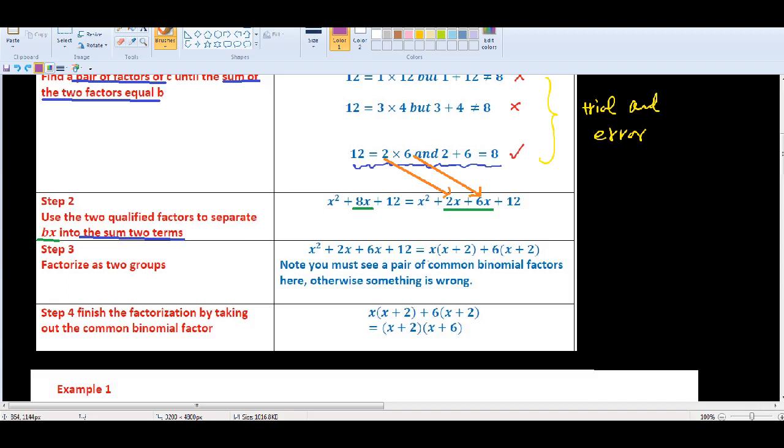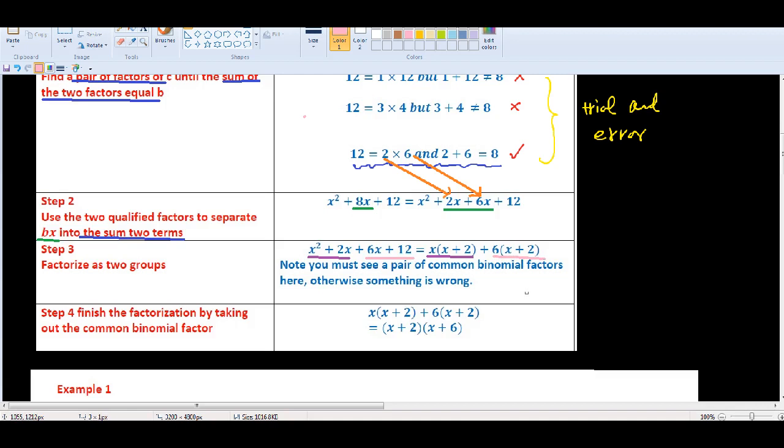You got 4 terms, and for the first 2 terms, you take out x because x is a common factor. You got x taken out, and the bracket x plus 2 for the first 2 terms. Let me highlight that to you. Here are the first 2 terms. For the first 2 terms, it just becomes x times bracket x plus 2. For the second pair of terms, 6x plus 12, you got this one.